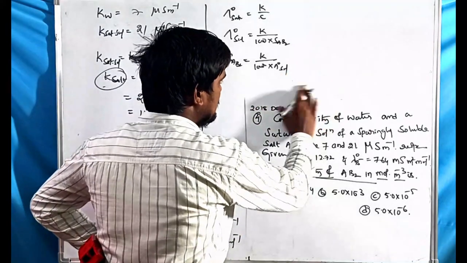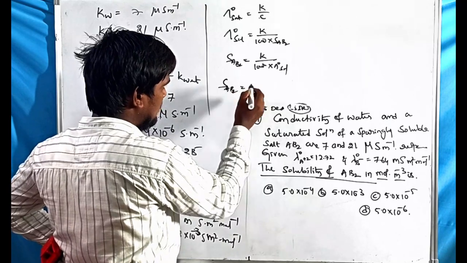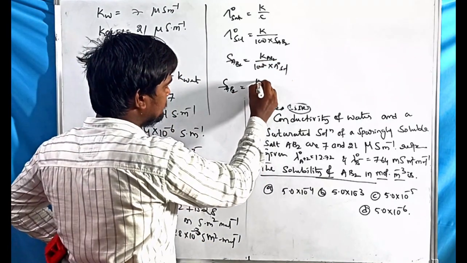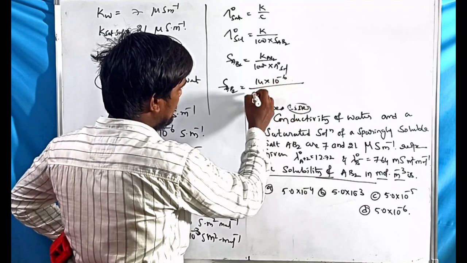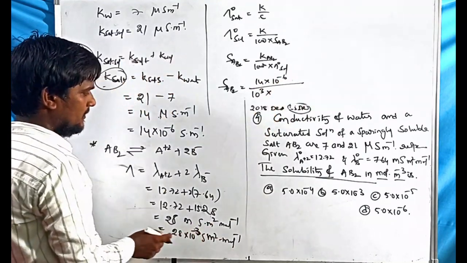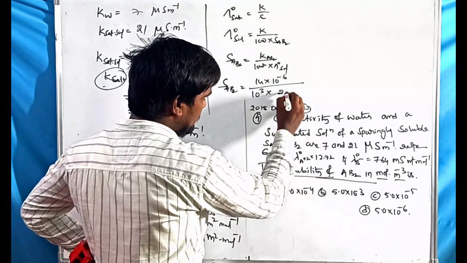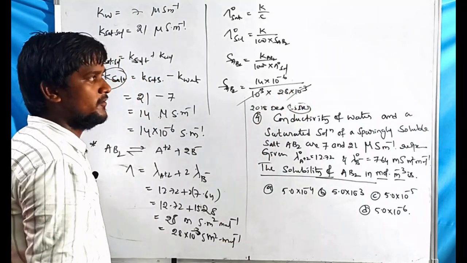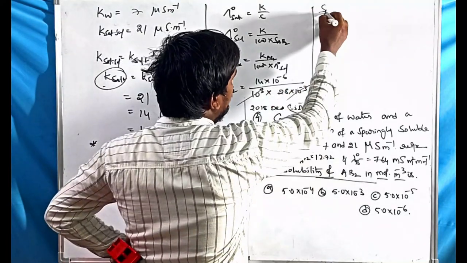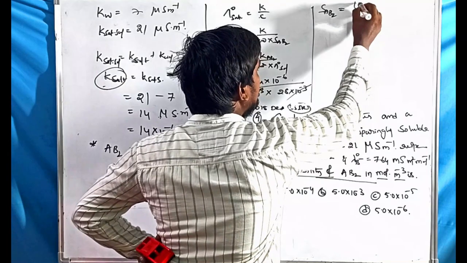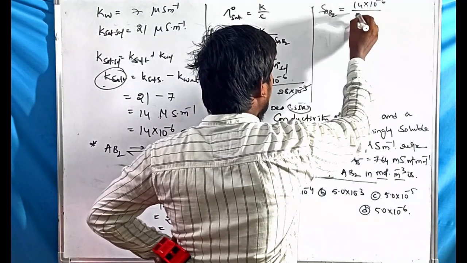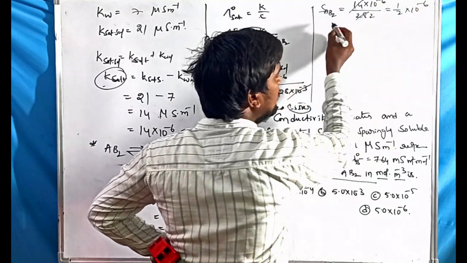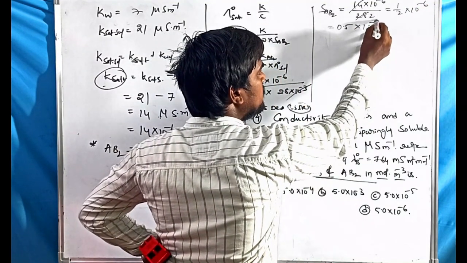So now let us substitute those values. S of AB2 is equal to κ of AB2, that is nothing but κ salt, which is 14 × 10^-6 by 10^3 × lambda equivalent, 28 × 10^-3. Here 10^3 and 10^-3 will be cancelled. Now S of AB2 is equal to 14 × 10^-6 by 28. So 14 ones are 14, twos are 28, that is 1 by 2 × 10^-6, so 1 by 2 is 0.5 × 10^-6.